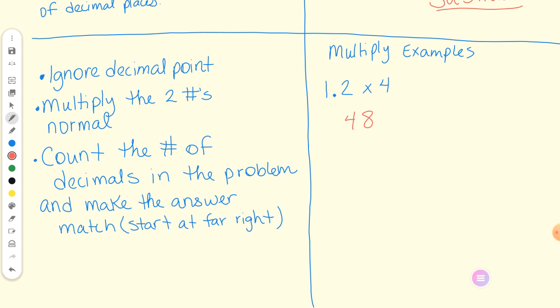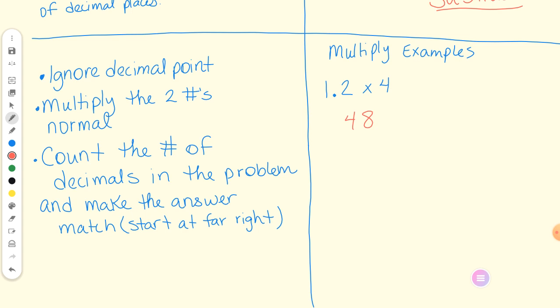Using estimating, what should my answer be close to? Lori? 50. 1.2 times 4? Kendall? 1.2 times 4. Abby? 4. Should be close to 4 because we would round 1.2 to 1. 1 times 4 is 4.